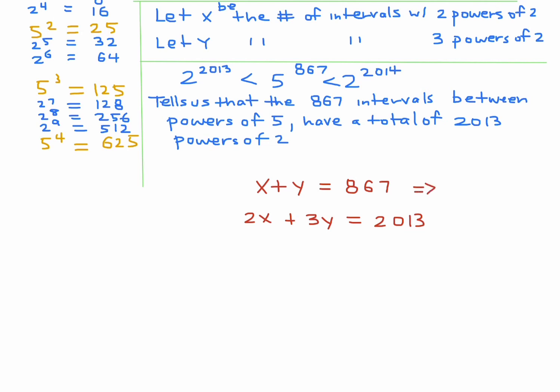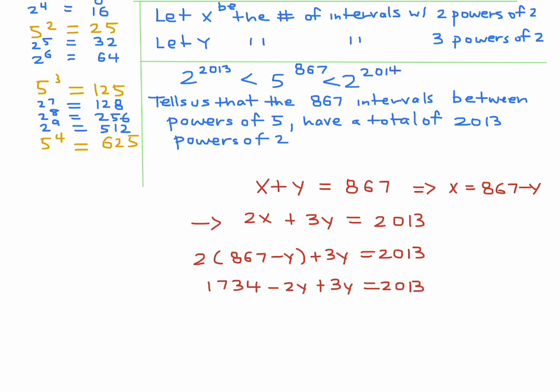So here we go. This is going to give me x is equal to 867 minus y. Sub that into here. And we get 867 minus y plus 3y is equal to 2013. So this is going to be 1734 minus 2y plus 3y is equal to 2013. And then collecting like terms, this becomes y is equal to 279.